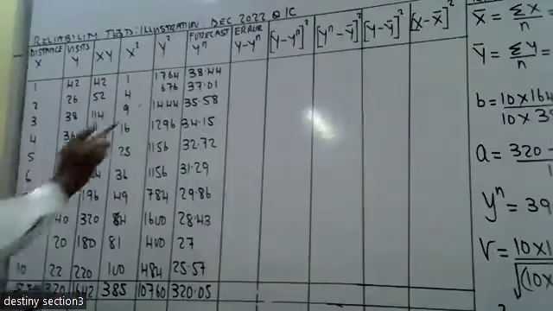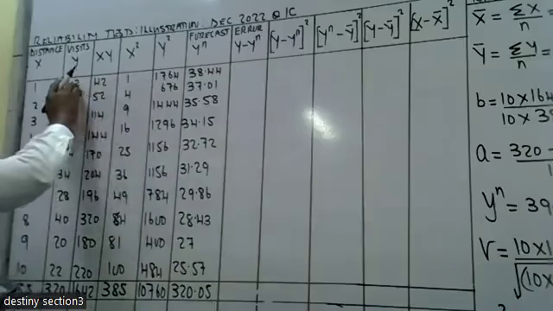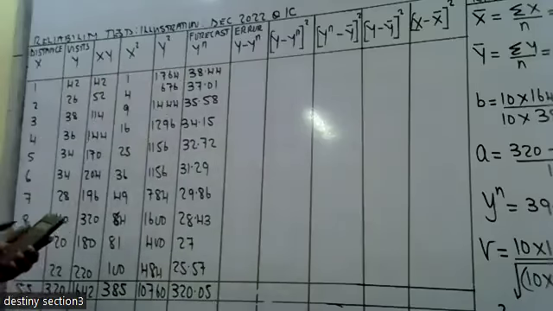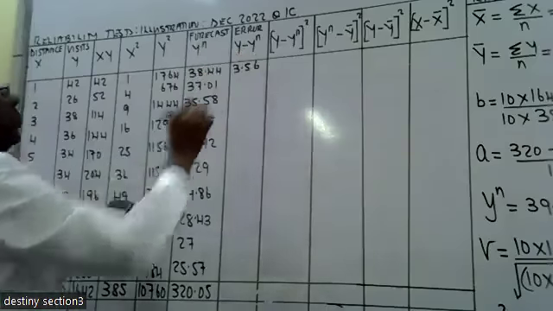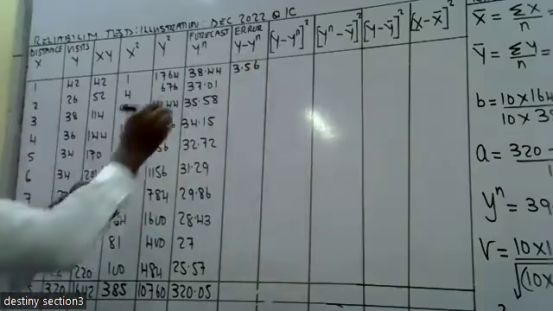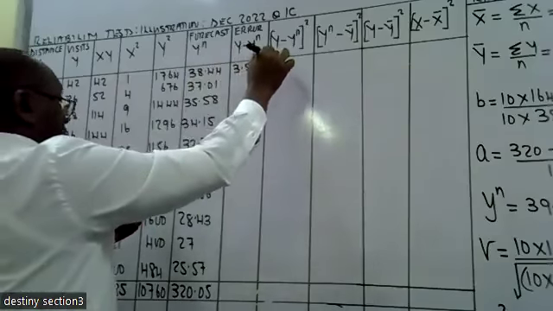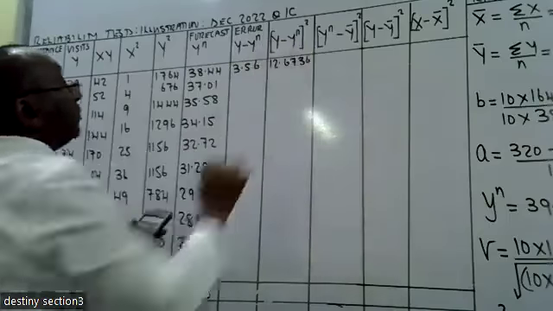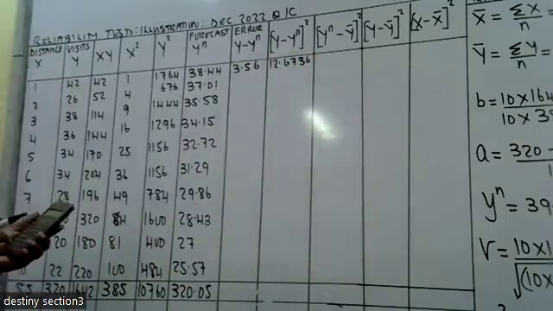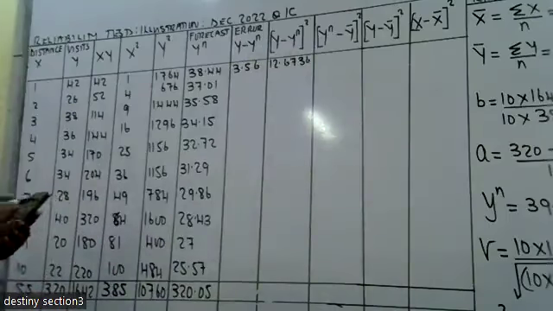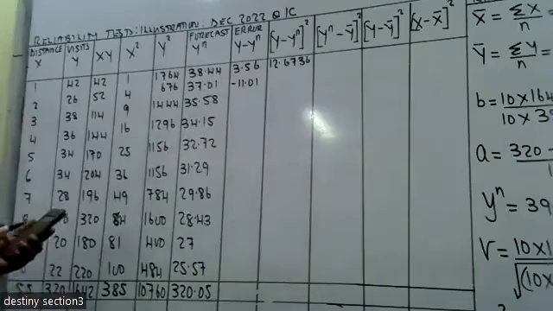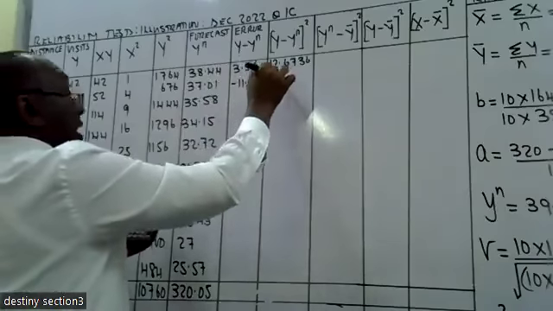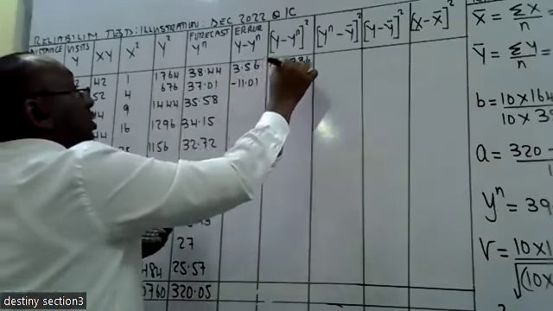Your error column, you can see it is y minus y predicted. So it is this minus this one. So the answer will say 42 minus 38.44. I'm getting 3.56. And before you clear that, you square that value. Write here 12.6736. I have said 26 minus 37.01 is negative 11.01. You square that, write 121.2201.